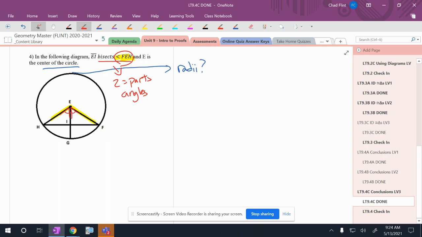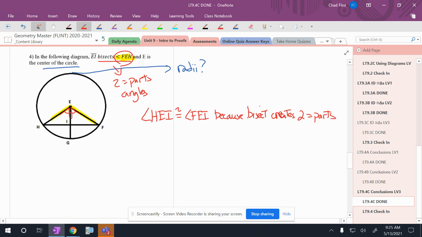So let's write that statement. Angle HEI is congruent to angle FEI because bisect creates two equal parts.